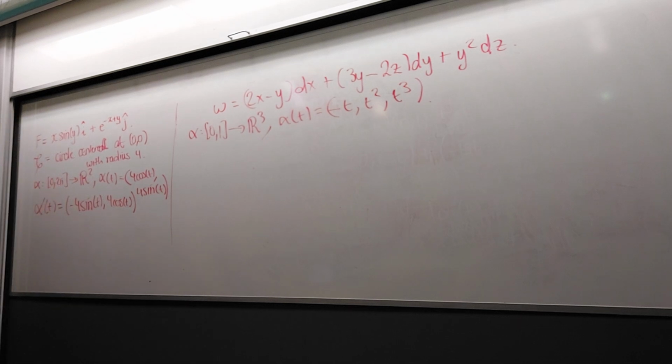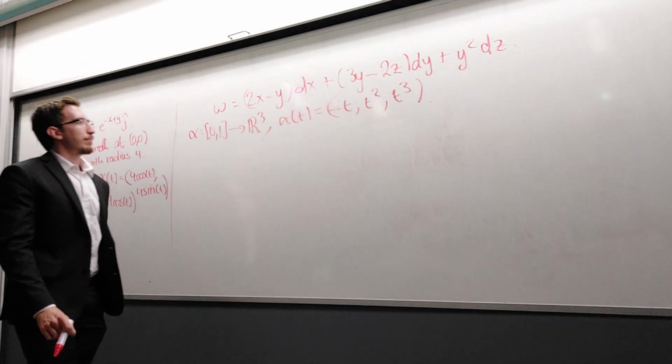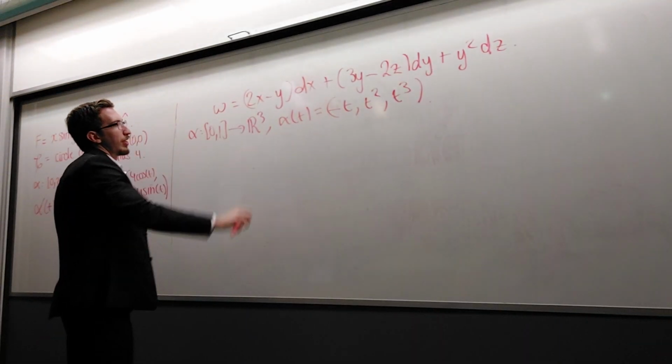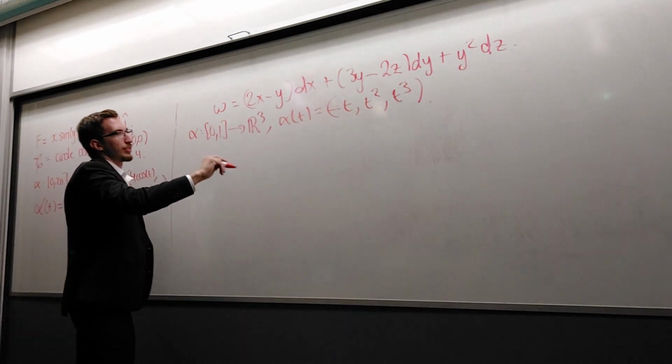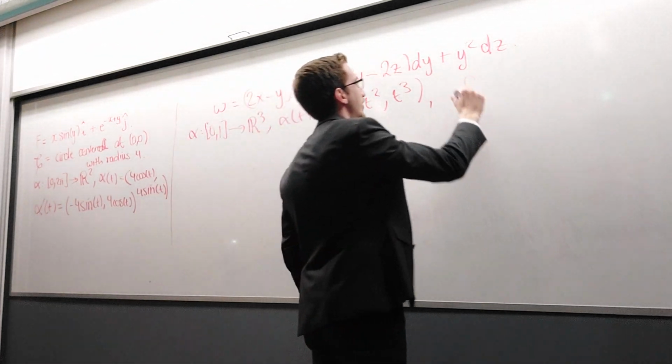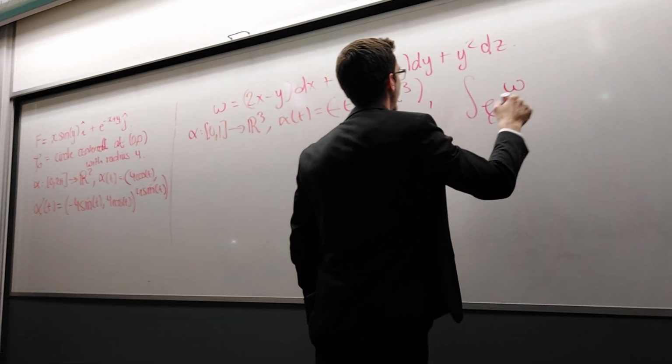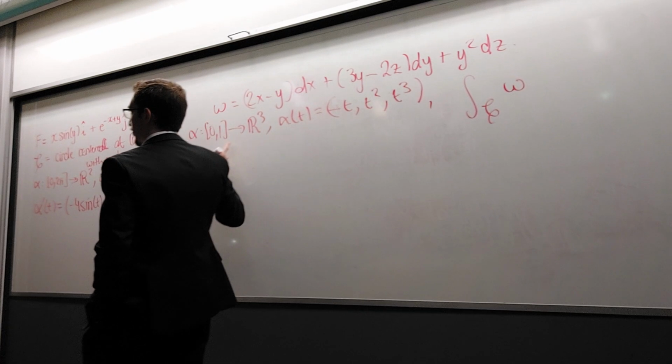As I give you the parameterization, don't expect that on the exam. I probably won't, if I don't give it in the assignment, I think. Okay, so what do we do first? I want to integrate this, where C is the curve parameterized by alpha.